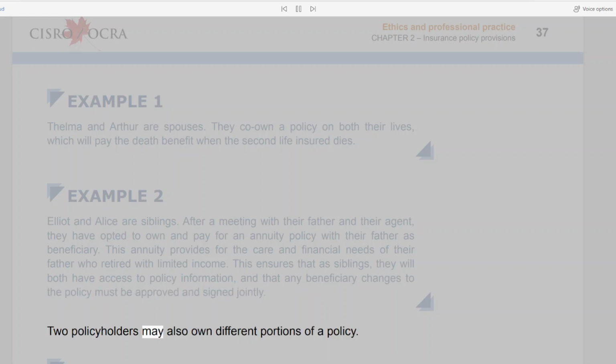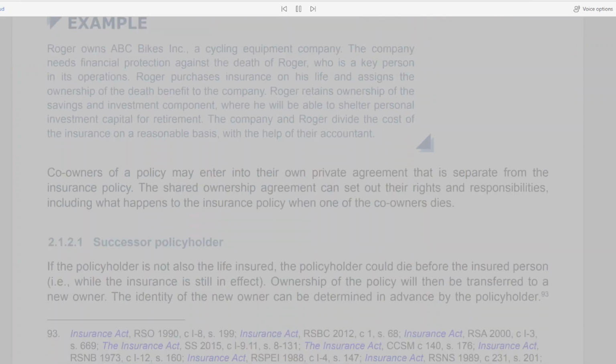Two policyholders may also own different portions of a policy. Example: Roger owns ABC Bikes Incorporated, a cycling equipment company. The company needs financial protection against the death of Roger, who is a key person in its operations. Roger purchases insurance on his life and assigns the ownership of the death benefit to the company. Roger retains ownership of the savings and investment component, where he will be able to shelter personal investment capital for retirement. The company and Roger divide the cost of the insurance on a reasonable basis, with the help of their accountant.